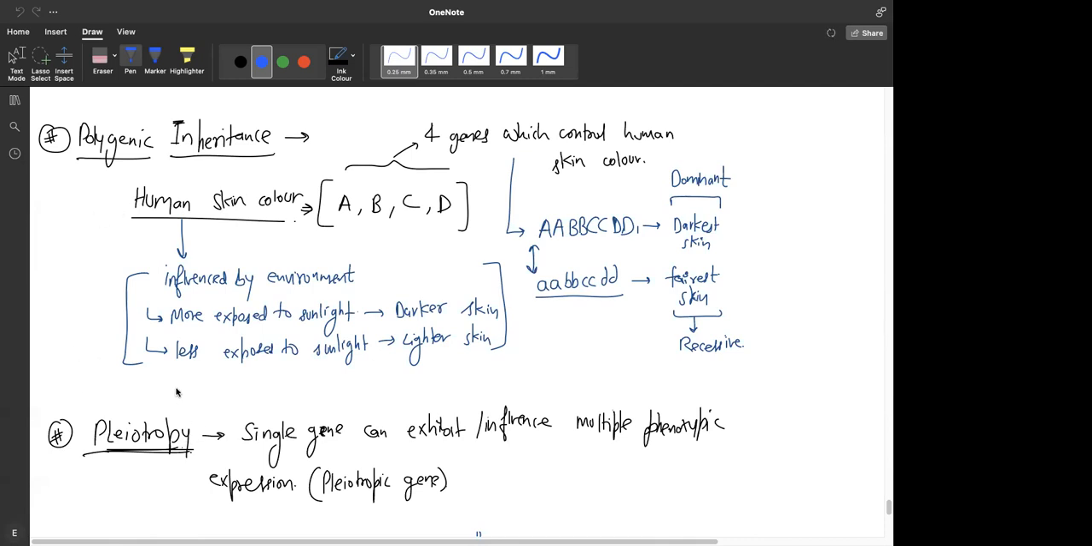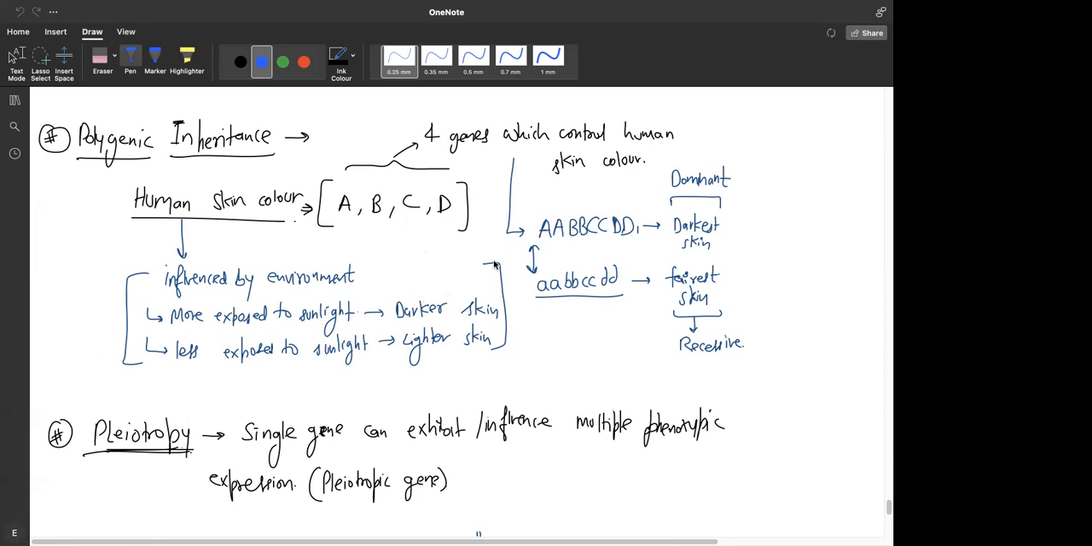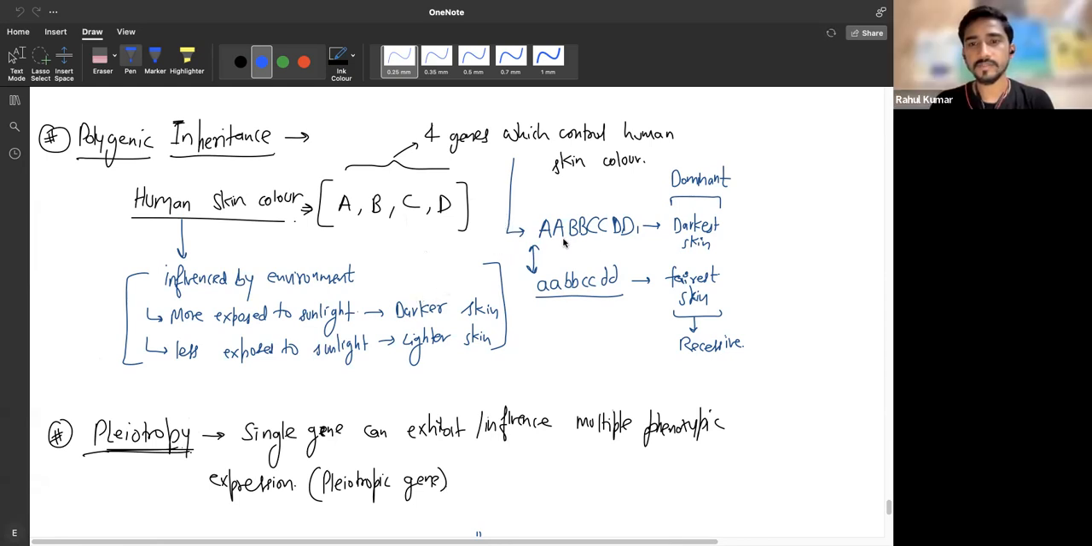Example in color. What did we do here? What is on the screen? Can you see the screen? What was this A, B, C, D? Let's assume there are 4 genes which control it. Then what will be the darkest skin color? This combination, right? Everything capital, everything dominant and expressing. And everything recessive or not expressing will be the fair skin, the recessive one.